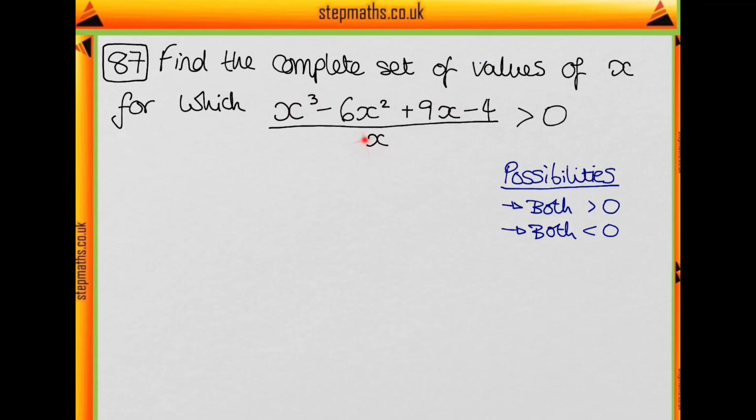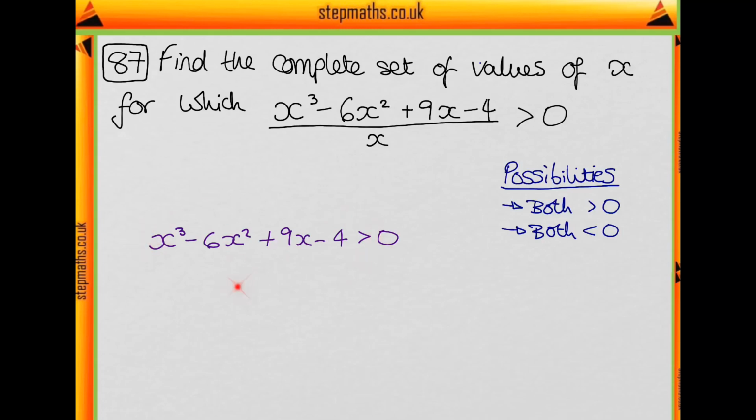Either both the top and the bottom are greater than 0, or they're both negative, in which case the negatives will cancel and it will still be greater than 0. So we have two possibilities to consider. Let's start with the first one. For them both to be greater than 0, we need x to be positive and we need this top cubic to be greater than 0.